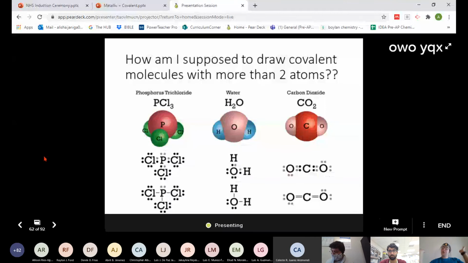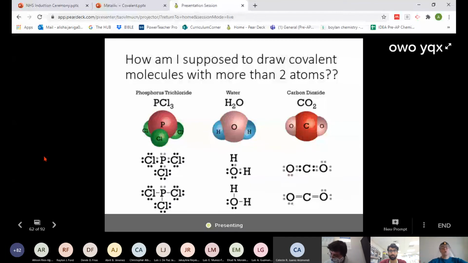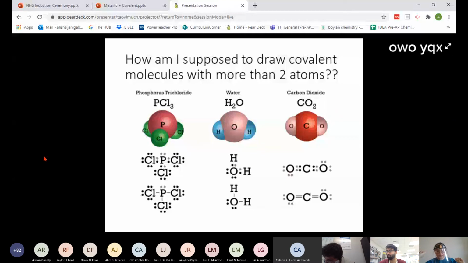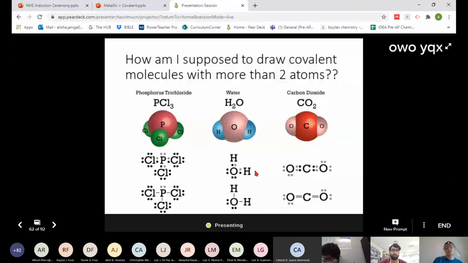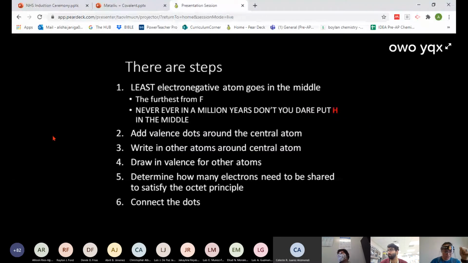All right, this is the hard part. This is the hardest part of the day. So if we have more than 2 atoms, this is a little bit tricky. It's going to look something like this. You're going to start off with this picture that has all these dots, and then you're going to finish it with a picture that just has lines. Alrighty, I'll read step number 1. I'll call someone to read steps 2, 3, and 4.